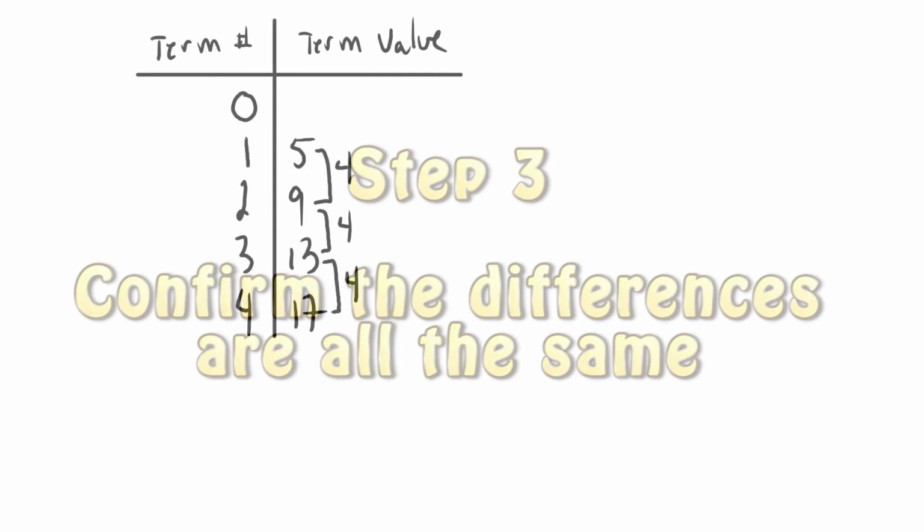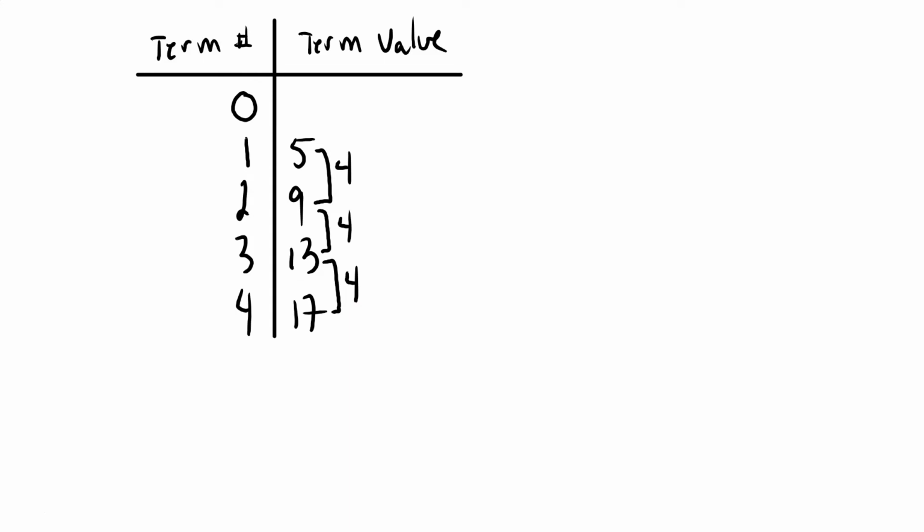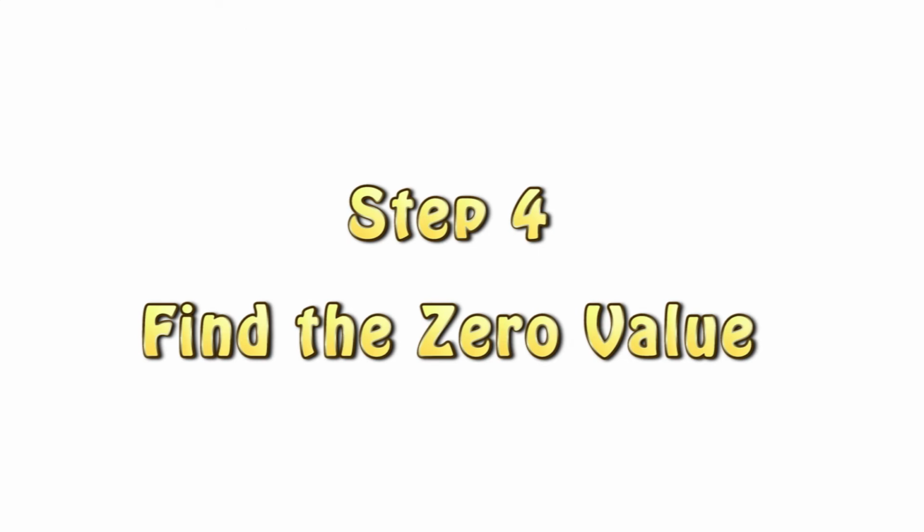Step 3. Confirm that the difference is the same between all of the data points. So it's fairly easy to see at this point. We've got a difference of 4 between all of the data points. So that tells us that the series is linear. It also tells us that 4 is the coefficient. That completes step 3.